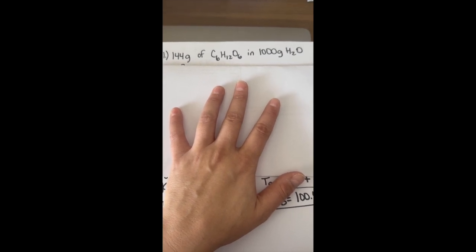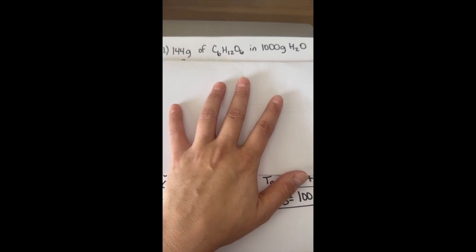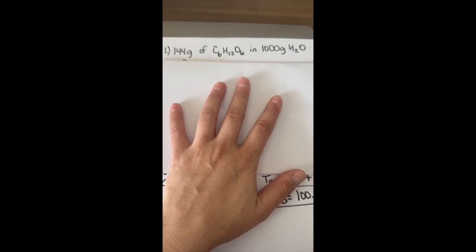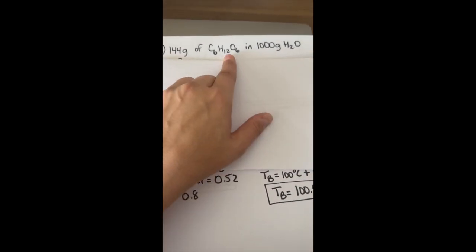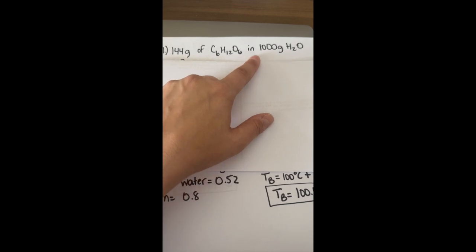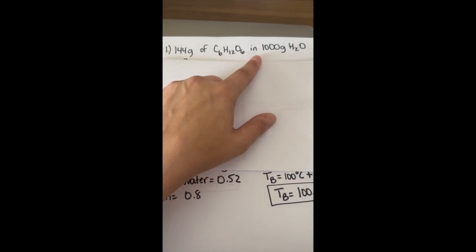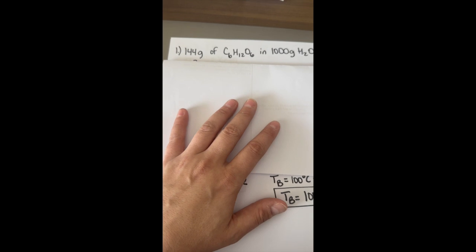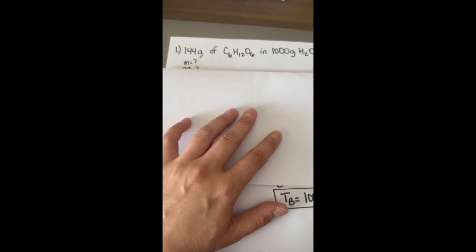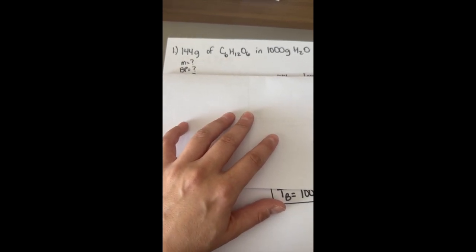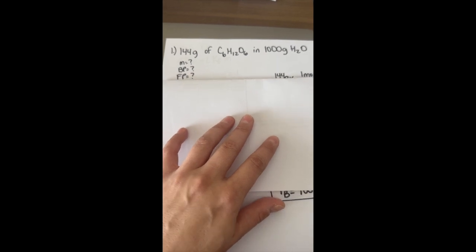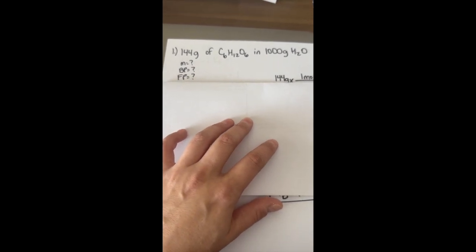So we're going to come together and do number 1, and hopefully you got it right. We've got 144 grams of sugar, C6H12O6, in 100 grams of water. We want to calculate the molality, the boiling point of this new solution, and the freezing point of this new solution. So where do we even start?